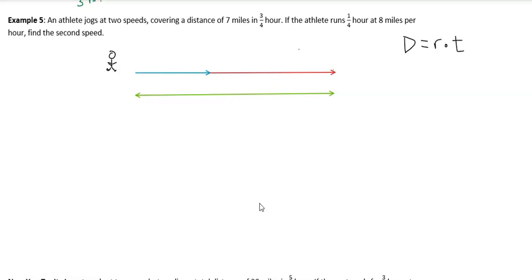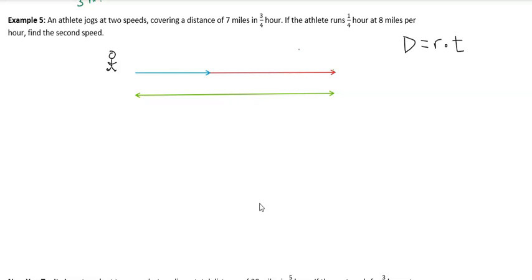Okay, so this next question is a little complicated, and it really helps to make a picture. So I've started with a little bit of a picture and also our formula, because this is a speed problem. An athlete jogs at 2 speeds. So right there I stop and write down D equals RT, D equals R times T. They cover a distance of 7 miles in 3/4 of an hour, but they run at 2 different speeds. For the first quarter hour, they go 8 miles per hour. We're supposed to find the second speed.